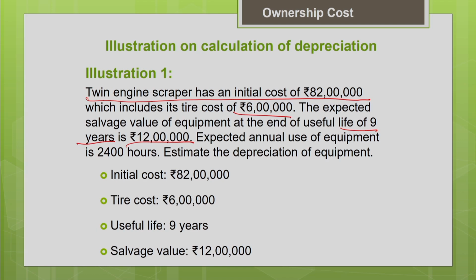Now the expected annual use of the equipment is 2400 hours. It depends upon how many hours you are going to use the equipment every day. Say for example, you are going to use the equipment 10 hours per day, and depending on the number of days the equipment is operated in a year, you can calculate the annual use of the machine in hours. Now estimate the depreciation of the equipment. Let us summarize the input data. Initial cost is 82 lakh, tire cost is 6 lakh, useful life of the machine is 9 years, and the salvage value is 12 lakh.